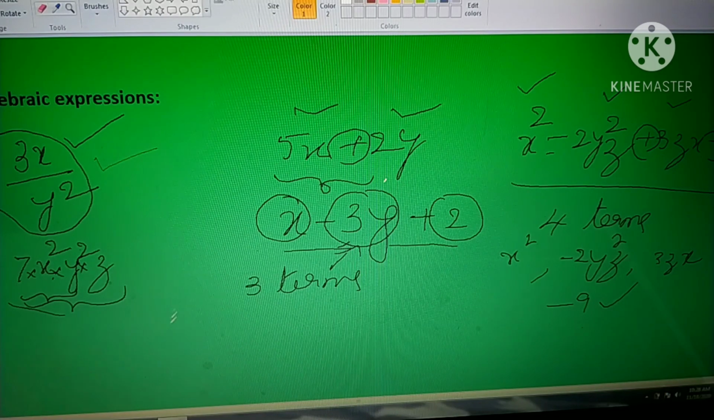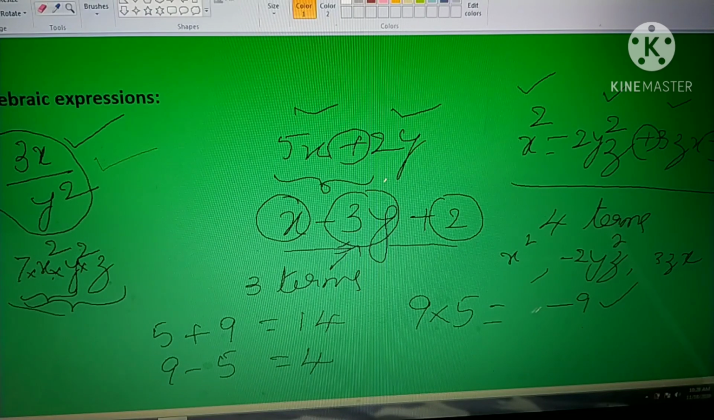As usual, we do these with numbers, right? 5 plus 9 is equal to 14. 9 minus 5 is equal to 4. 9 into 5 is equal to 45. 9 by 3 you will get 3. So all these mathematical operations we have applied till now, right? Now we are going to apply these mathematical operations to algebraic expressions also.